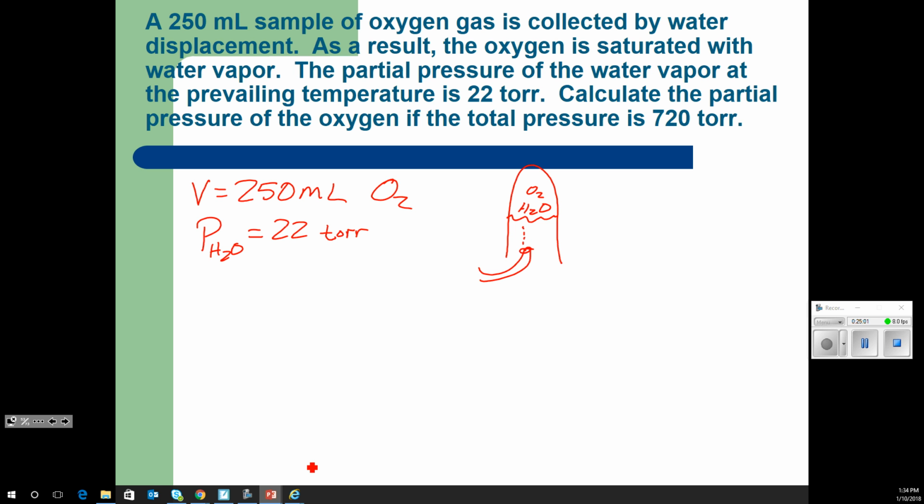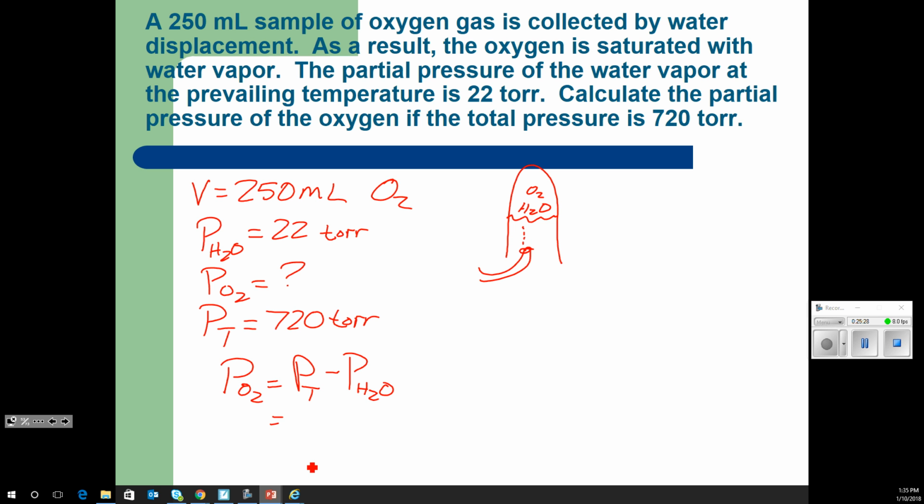Calculate the partial pressure of the oxygen, so I don't know the pressure of the oxygen, if the pressure total is 720 torr. We did this in lab, right? You had to look up the pressure of the water, and what did you do? Well, pressure of the oxygen is going to equal the pressure total minus the pressure of the water, right? Because they have to add to equal the total pressure. So 720 minus 22 will be 698 torr. I can do that one in my head. That's the pressure of the oxygen.